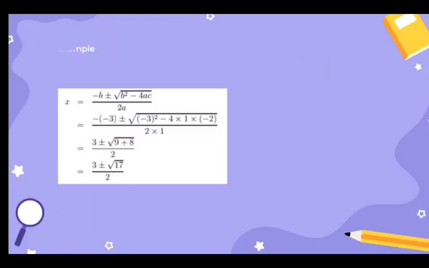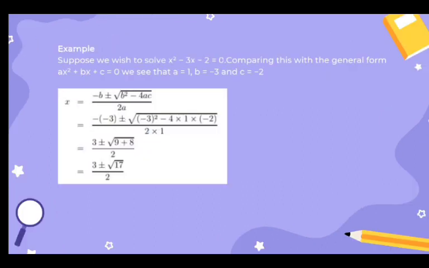Next example. Suppose we wish to solve x squared minus 3x minus 2 equals 0. Comparing this with the general form ax squared plus bx plus c equals 0, we see that a is 1, b is negative 3, and c is negative 2. These values are substituted into the formula. Okay, we will substitute into the formula.